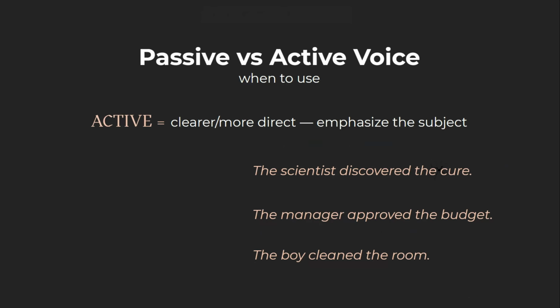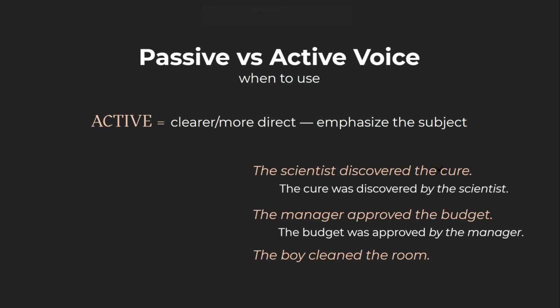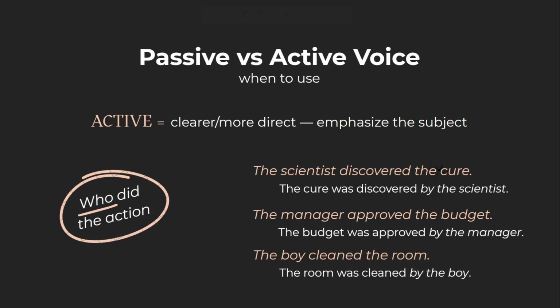Of course, we can change each of these into the passive voice. For example, "the cure was discovered by the scientist," "the budget was approved by the manager," or "the room was cleaned by the boy." But if our goal is to highlight who did the action and keep the sentence direct, the active voice is the better choice.